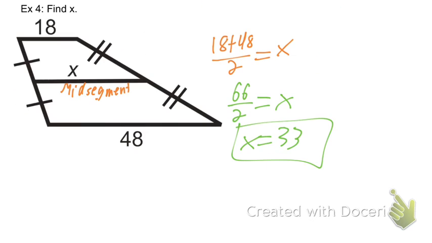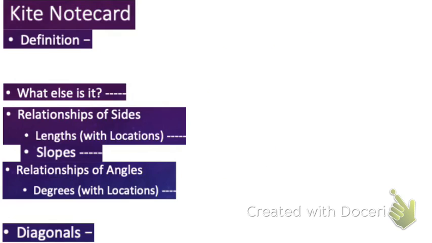Just like on our previous problem, is it reasonable to say that our midsegment is halfway between 18 and 48? Yeah, it's reasonable to say it's going to be between the two. Okay? Let's go to the Kite Notecard.